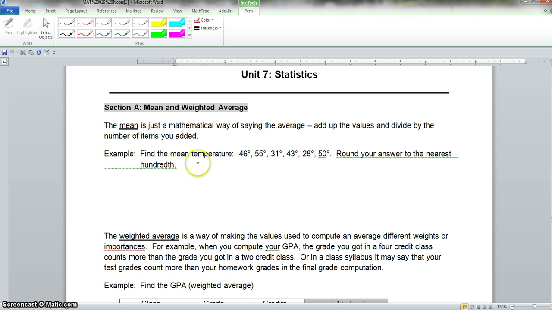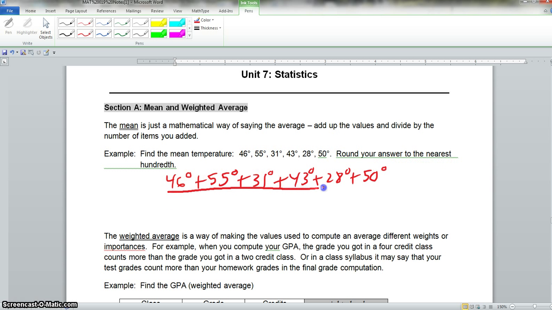Example, find the mean temperature of 46 degrees, 55 degrees, 31 degrees, 43 degrees, 28 degrees, and also 50 degrees. And they want us to round our answer to the nearest hundredth. Now we're supposed to add all of these values and divide by how many numbers we had, which was 6. Now when we add all of these values up, that gives us 253 divided by 6.